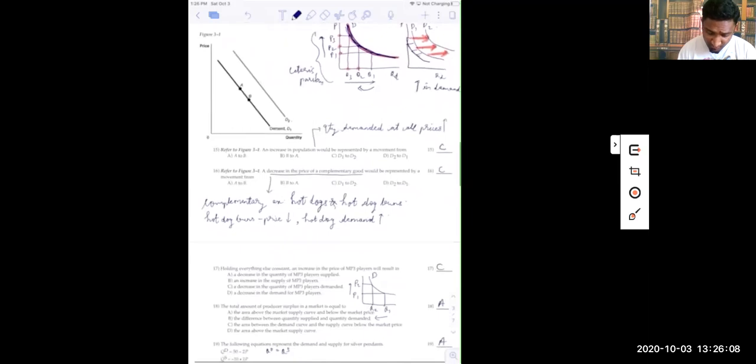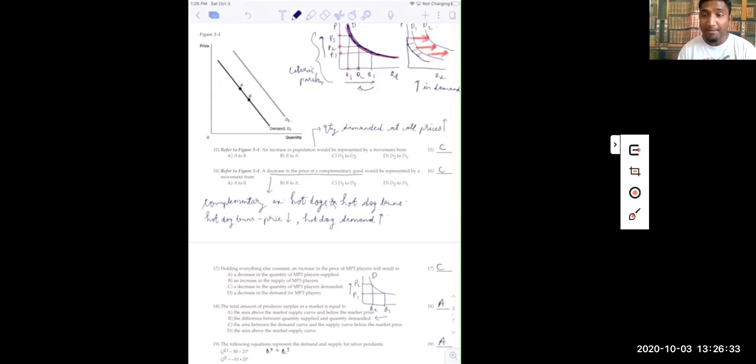Now for the next question, we have to refer to this figure. So increase in population would be represented by what? So population is increasing. It means that at the same prices, we will have more quantity demanded. So at each price level, we'll have more quantity demanded because of the increase in population.